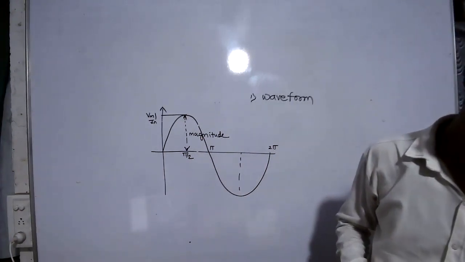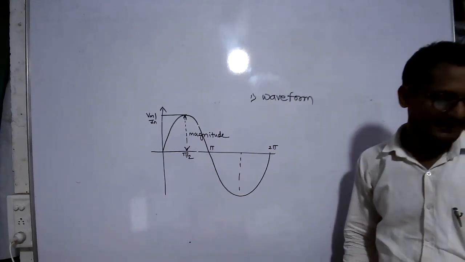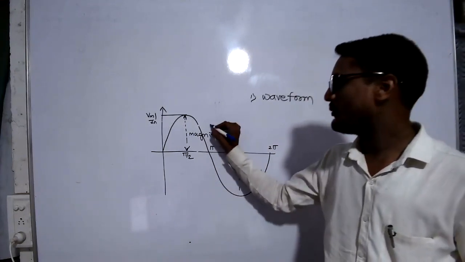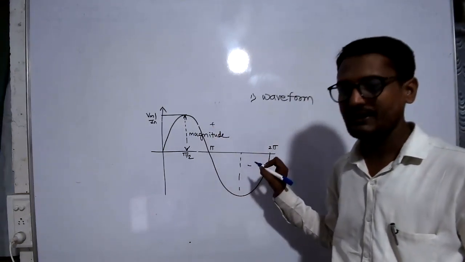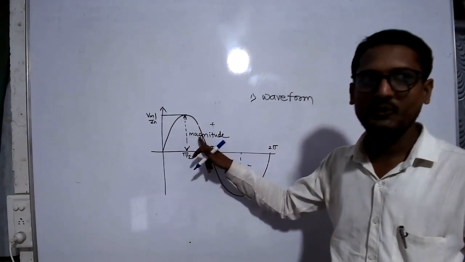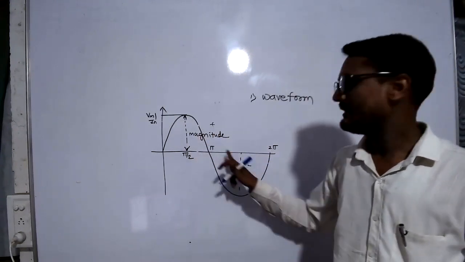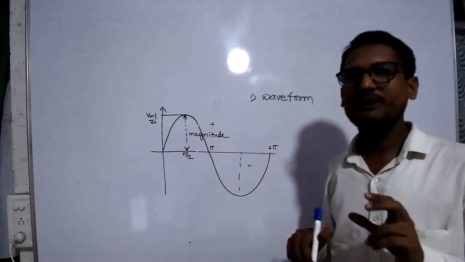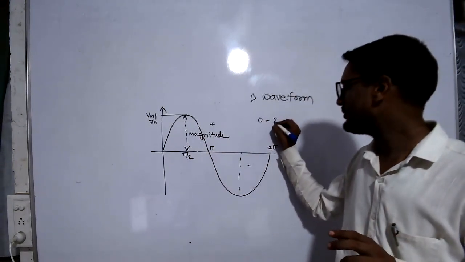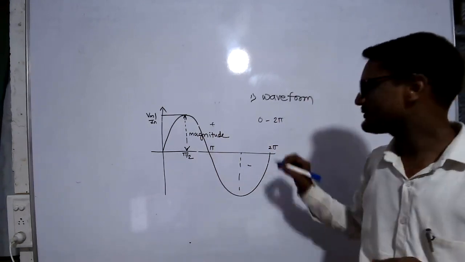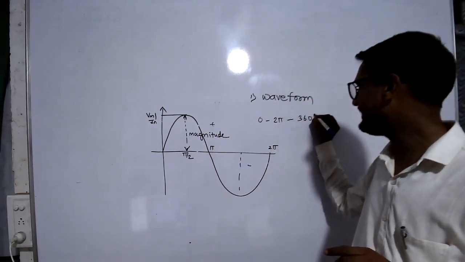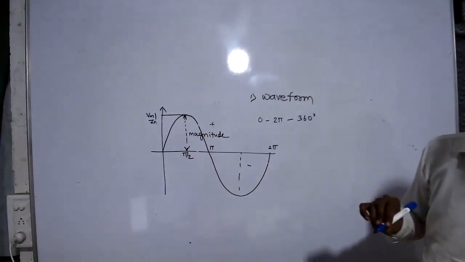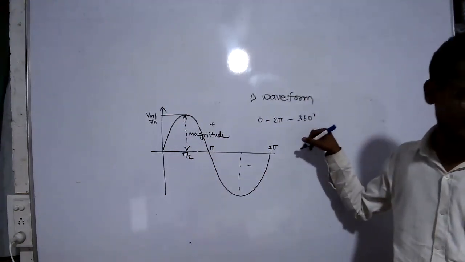Next is a cycle. The second definition is a cycle. What is a cycle? Half positive and half negative of the same quantity is called one complete cycle. The angle of one complete cycle is 0 to 2 pi radian. 2 pi radian means 360 degree. So one cycle equals 360 degree angle.